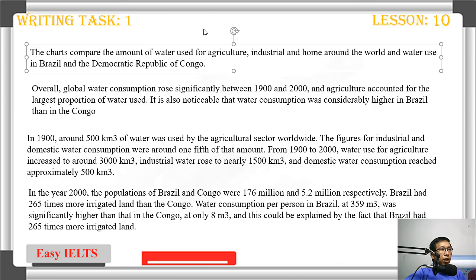So this is the entire essay. Once again, you should write it down and try to read it over and over again so that you understand what I just did.